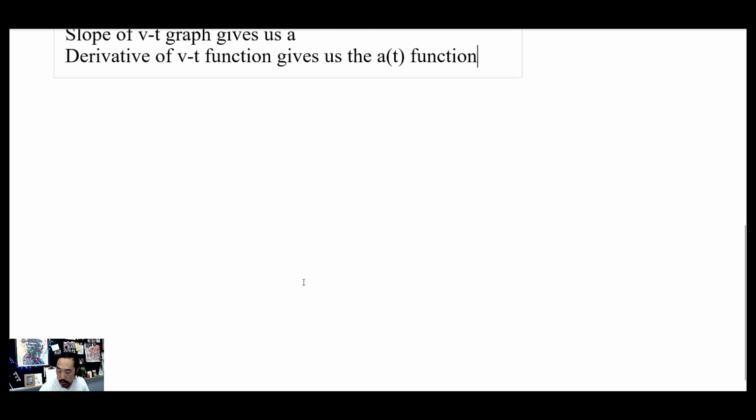Let's start. The first example that I want to do is a position time function. Let's say position as a function of time is 3t squared plus 2t plus, I don't know, let's say 4.